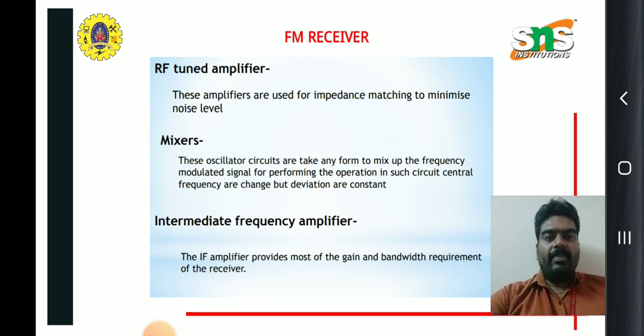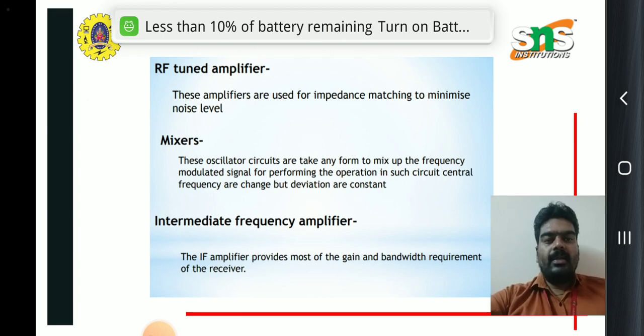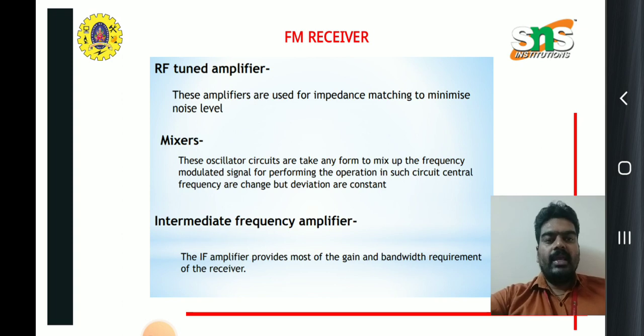So RF tuned amplifier. These amplifiers are used for impedance matching to minimize the noise level. And then the mixer, as we already discussed in the superheterodyne receiver, is used to mix the local oscillator signal and the input signal, and it will produce some intermediate frequency. So same like here, the oscillator circuits can take any form to mix the frequency modulated signal. In such circuits, the central frequency changes but the deviation is constant.